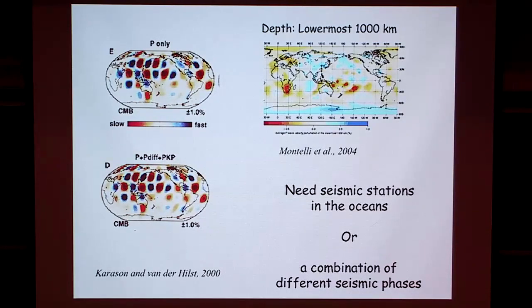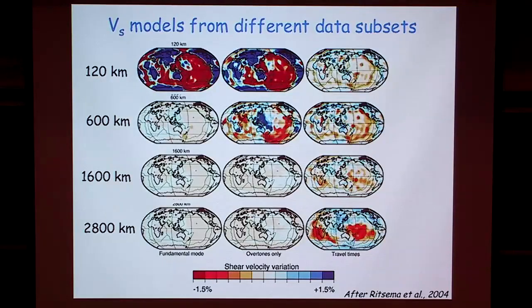So if there is one take-home message from all this lecture, it is that you need to use combinations of different seismic waves to really get at some decent resolution in the mantle at the global scale. So this is a slide from Ritzema et al. 2004, which shows what you can resolve with different data sets.